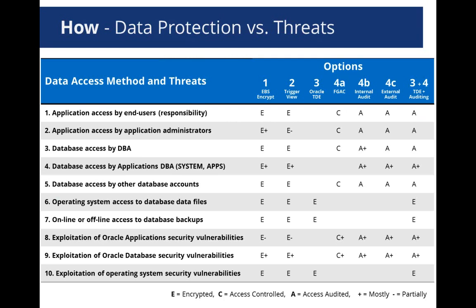So now we're talking about the different data protection options. This was an example of here's the threats, here's the way people can access the data, and then all the different options and solutions I just talked about. Here's kind of how it maps out, what's actually controlled, what's encrypted, where each option works. As you can see, there's some holes.